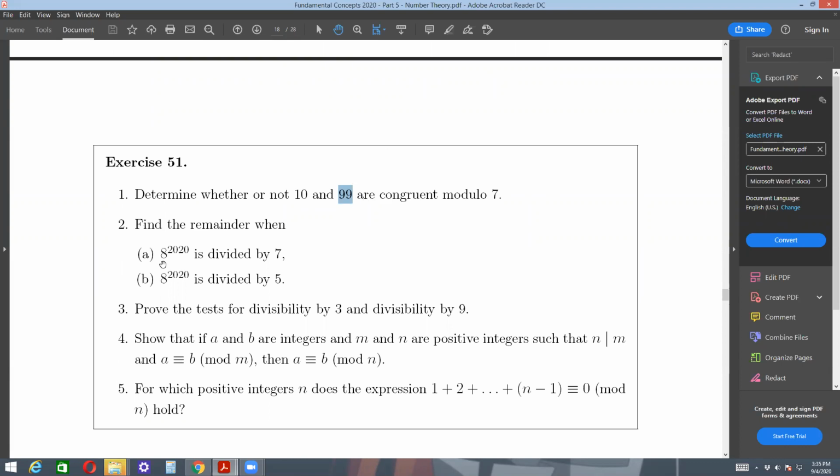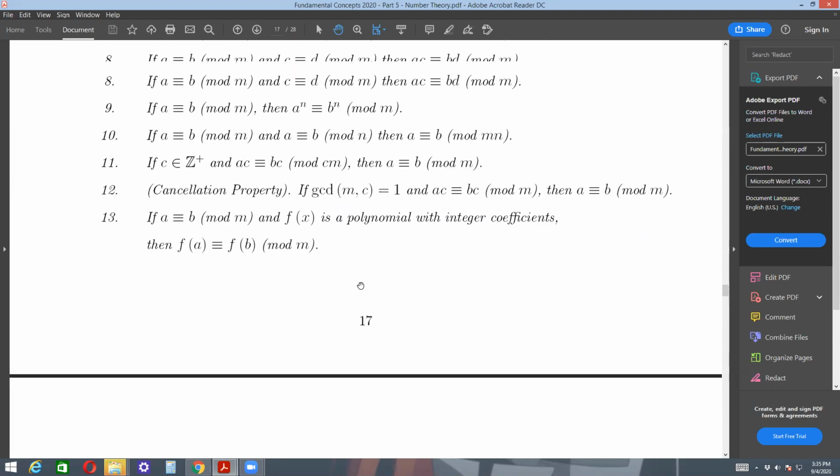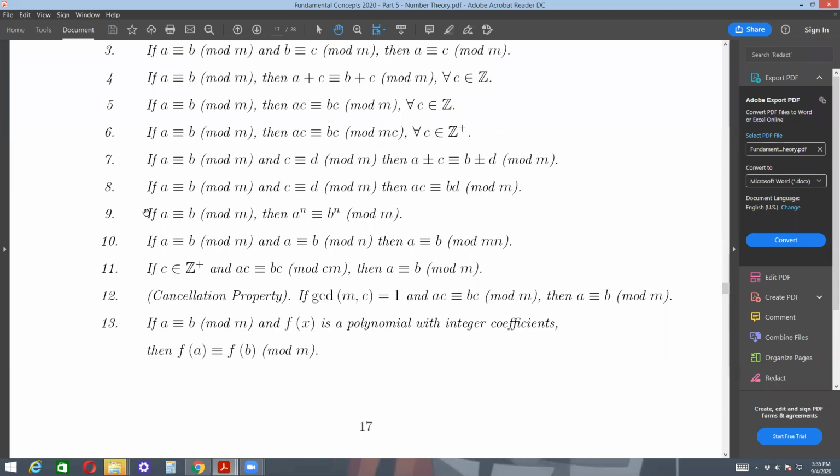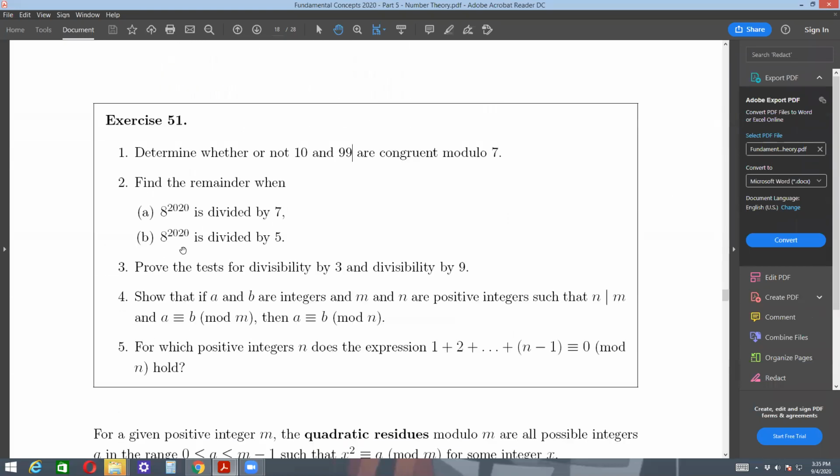Find the remainder when 8 to the power 2020 is divided by 7. Right, so one thing to note is that 8 is congruent to 1 mod 7, right? So if 8 is congruent to 1 mod 7, then 8 to the power 2020 is congruent to 1 to the power 2020. Right, using this property here, 9. And 1 to the power 2020 is just 1. So it means that this thing is congruent to 1 mod 7, which means that when you divide this by 7, the remainder is going to be 1.